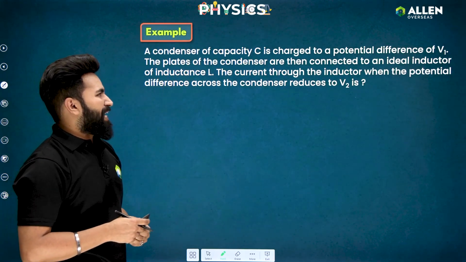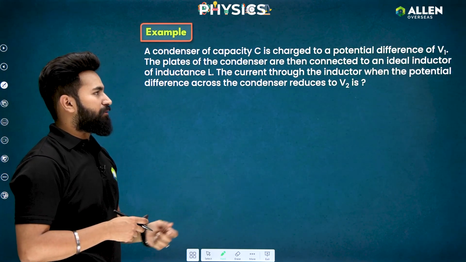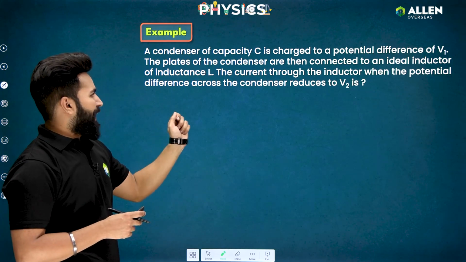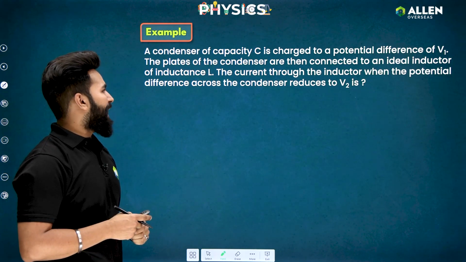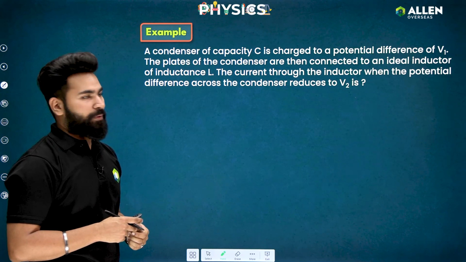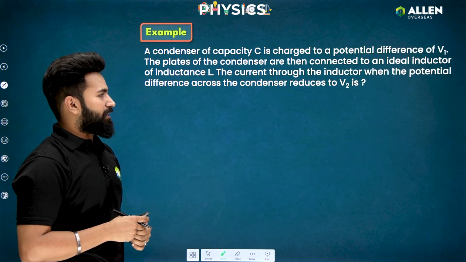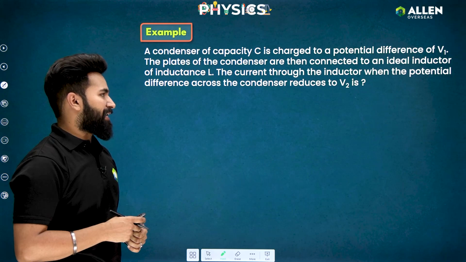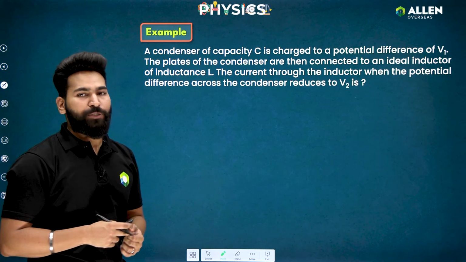A condenser of capacity C is charged to a potential difference of V1. The plates of the condenser are then connected to an ideal inductor of inductance L. The current through the inductor when the potential difference across the condenser reduces to V2 is.